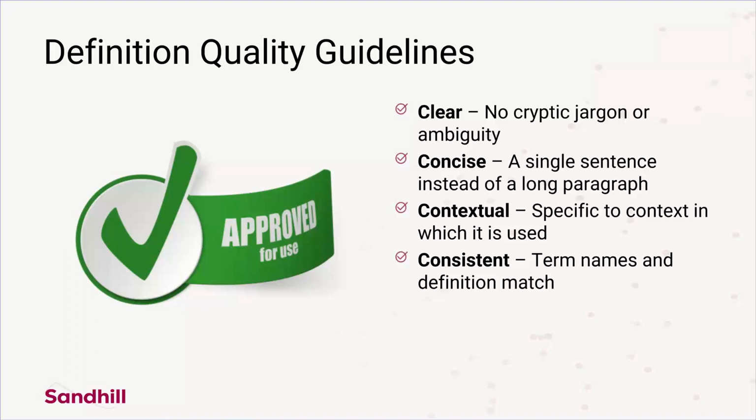Contextual, specific within the context in which it's used. So when we start talking about things like a definition of a customer, well, that definition is going to be dependent on, let's say, who bought a product, who received the product, who's responsible for paying for the product. You know, all of these different contexts will get you different definitions. So you've got to be precise when you start to define things. Consistency. The term name must match the definition. So if the term name is something like customer name, then whatever you're describing in the definition should match what you're talking about as far as customers go.